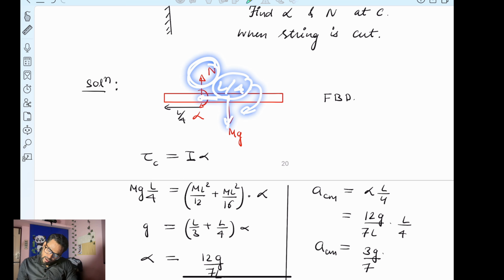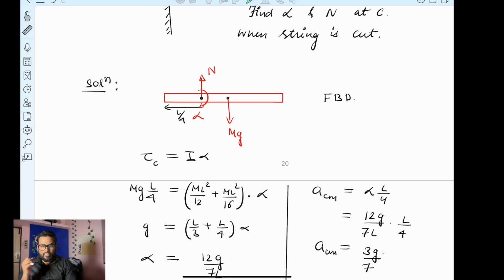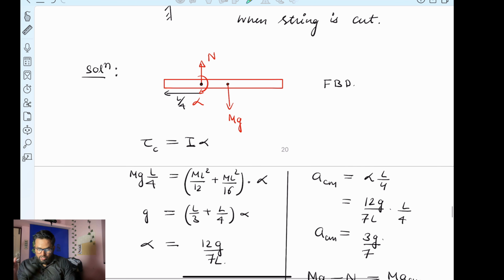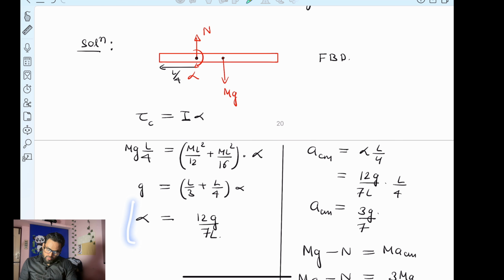So mg into L by 4. So again, why is the normal not giving the torque? Because the normal is passing through the point of suspension, the point of rotation. Clear? So that's why the normal would not give any torque. So from here we got the value of alpha.